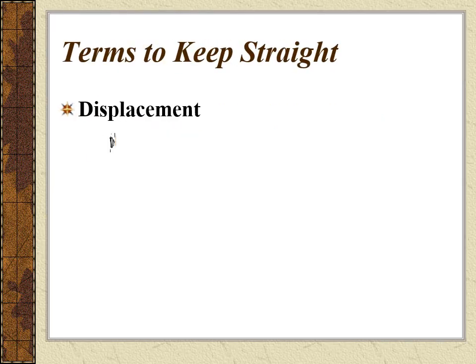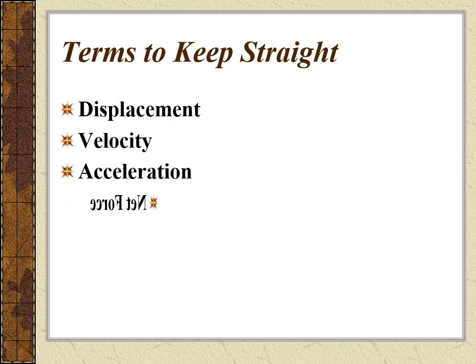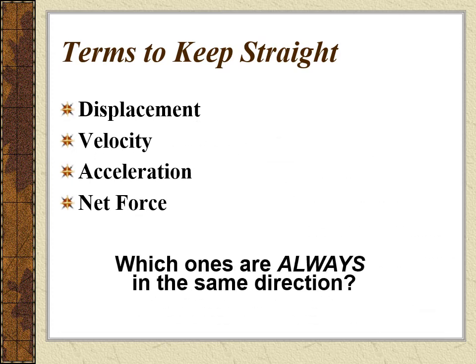So, a couple of things to keep straight before we move on: displacement, velocity, acceleration, and net force. Which of these always occur in the same direction? Can you have a displacement without a velocity? Can you have a velocity without a displacement? Absolutely not. If you have a velocity, you've got to have a displacement. You're going somewhere, so you have to have a velocity and a displacement at the same time.